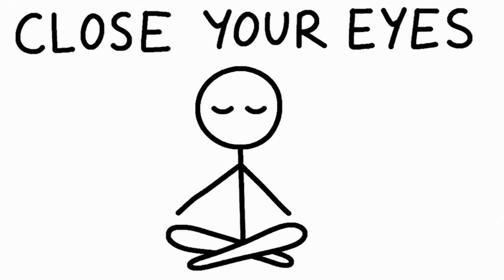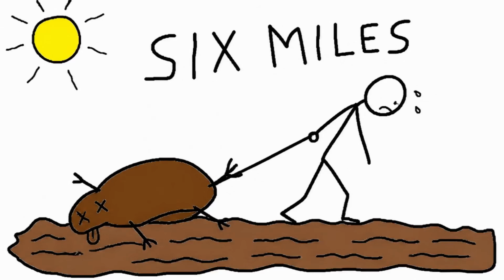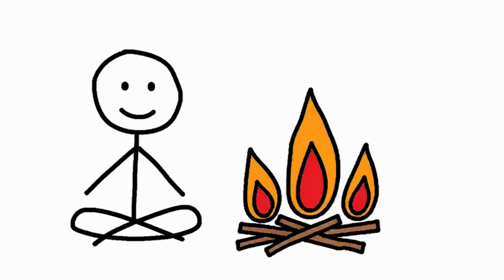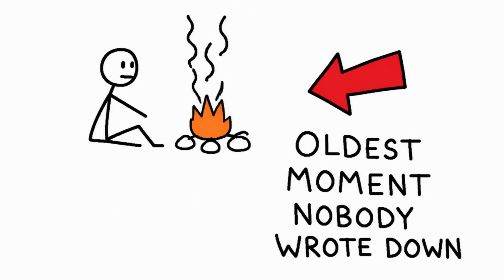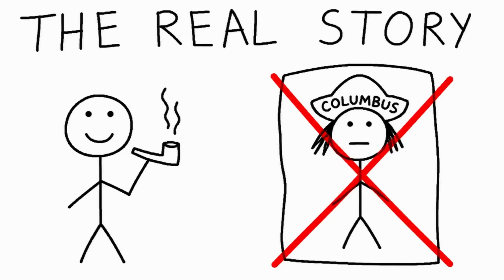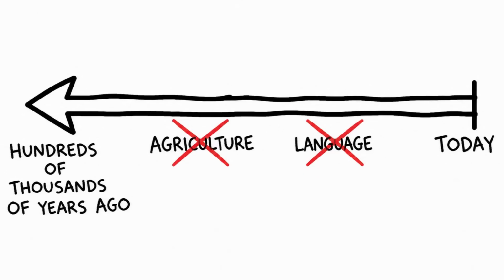Close your eyes for a second. It's 10,000 BC. You've been walking since sunrise. Your feet are wrecked. Your kill weighed 40 pounds and you dragged it 6 miles through mud and thorn bush. You sit down near the fire. Someone passes you something wrapped in leaves. You inhale, and that, right there, might be one of the oldest moments in human history that nobody ever bothered to write down. This is the real story of when ancient humans first started smoking, not the sanitized version, not the tobacco and Columbus version they taught you in school, the version that starts hundreds of thousands of years before agriculture, before language.